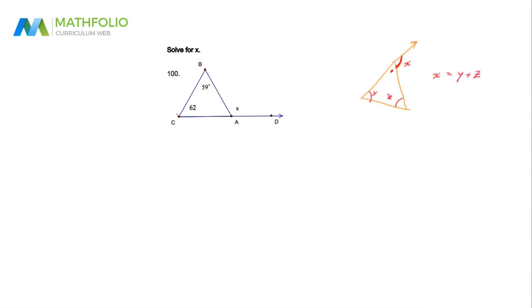So it's a similar thing over here for this question. We have x on the outside and then these two on the inside. So x equals 62 plus 59. So if we add these two together, we end up with 121 degrees. And that's our answer for number 100.